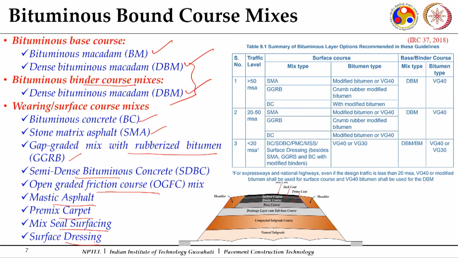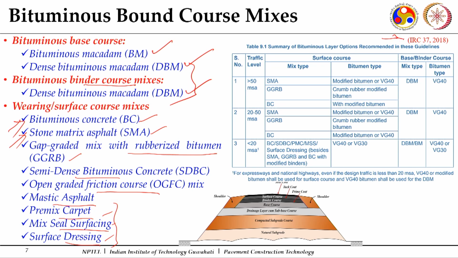These are certain mixes which are typically used for low volume roads: premix carpet, mix seal surfacing, surface dressing, or some renewal coats. At the most popular, you can see bituminous concrete is a very popular one, and stone matrix asphalt is a very popular mix which is especially used for national highways and state highways or heavy duty pavements like expressways. Now this table can give you more idea about it.